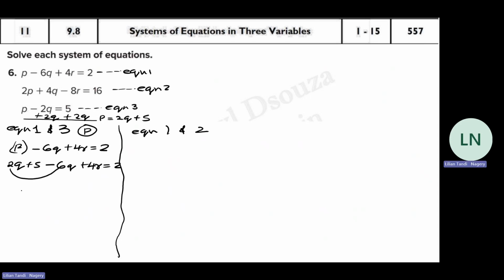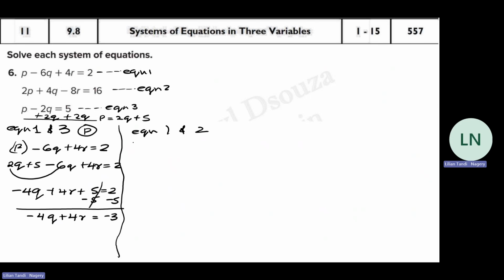This and this are friends, so negative 4q plus 4r plus 5 equals to 2. Subtract 5 on both sides. So this will be negative 4q plus 4r equals to negative 3.